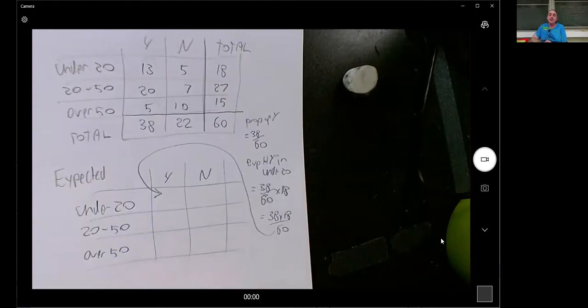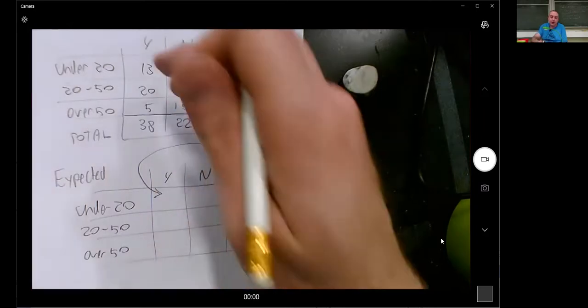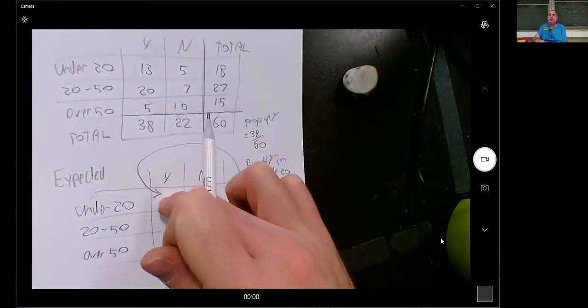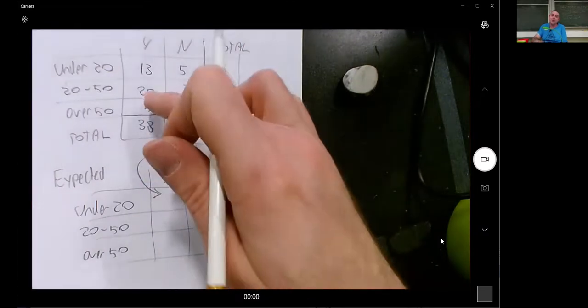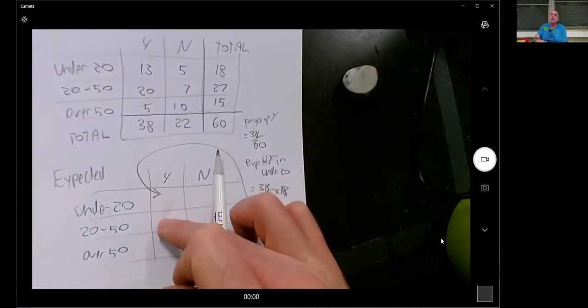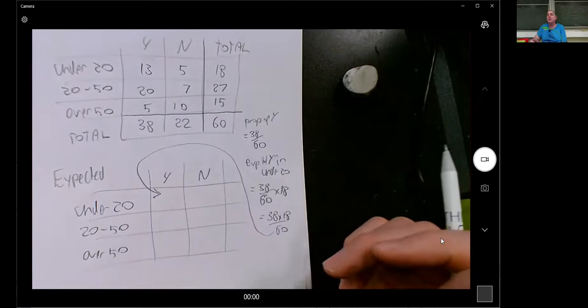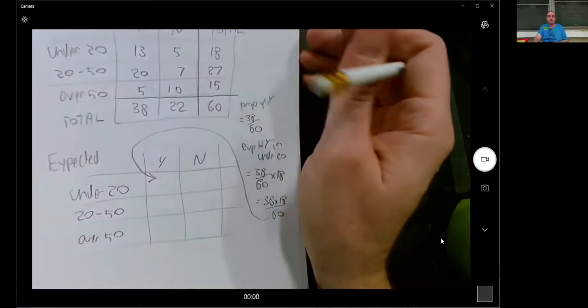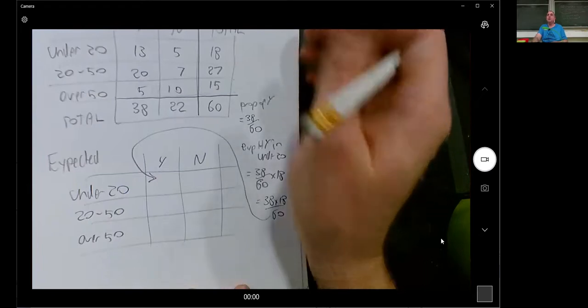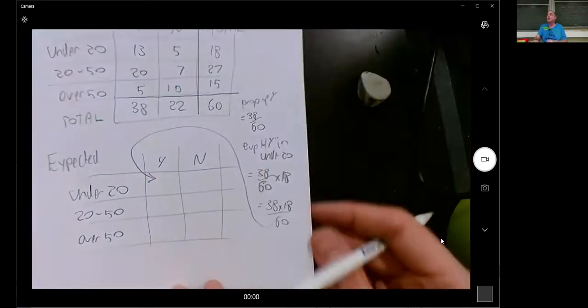And so you do that calculation for all six spots, and then you do observed minus expected squared divided by expected, and observed minus expected squared divided by expected, and so on, for every box, and you add them up. I choose not to do that, but that's what you do.